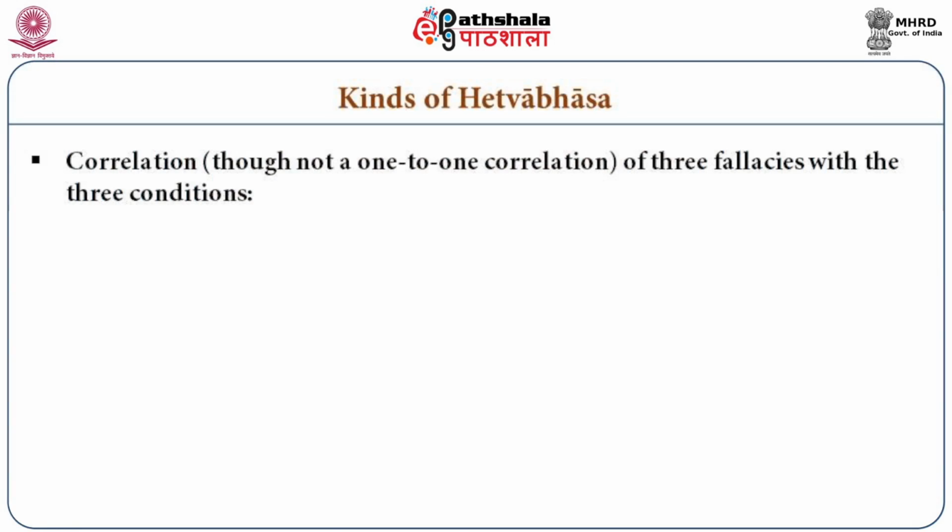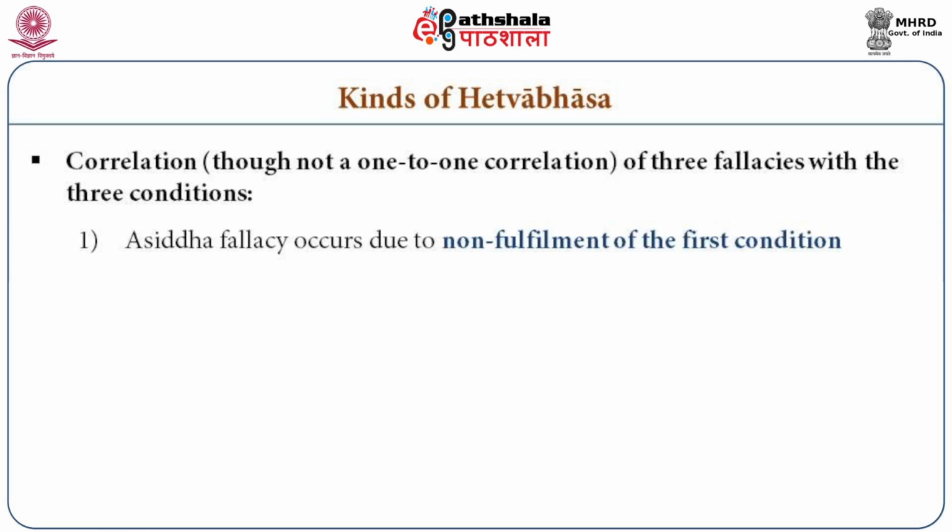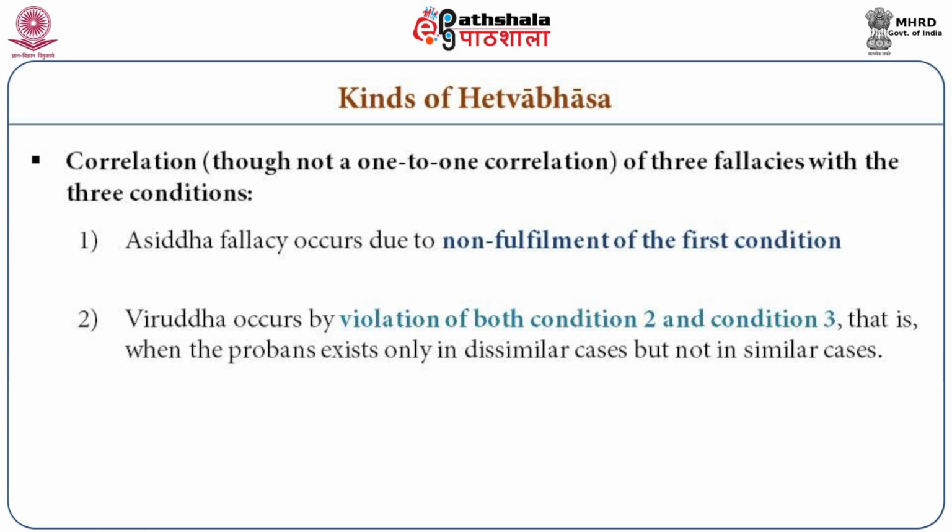Now there is a kind of correlation between the three conditions and three fallacies, though it is not exactly one-to-one correlation. Asiddha fallacy occurs due to non-fulfillment of the first condition, that is existence in Paksha. Viruddha occurs by violation of both the second condition and third condition together. That is, Hetu should exist at least in a part of Sapaksha. This condition is also violated because Viruddha Hetu does not exist in Sapaksha at all. And the condition of non-existence in Vipaksha is also violated because Viruddha Hetu exists in Vipaksha.